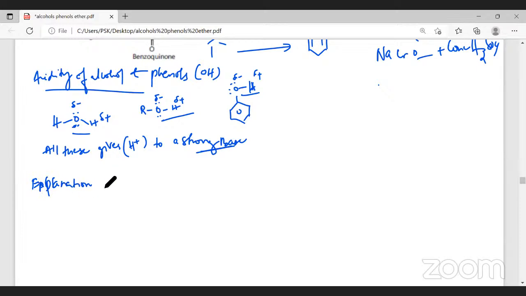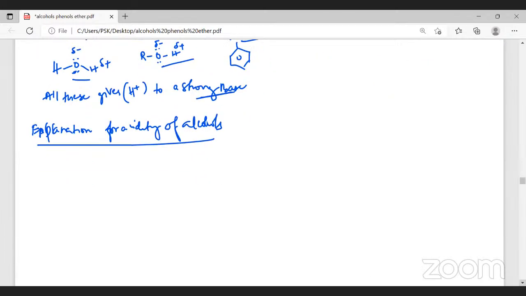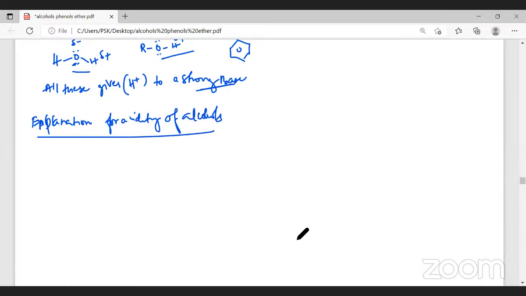Explanation for acidity of alcohol. Now, you should remember, there are 2-3 points which we are going to learn later. Now, if alcohol is dissolved in water, ROH is the representation of alcohol. If this alcohol is dissolved in water, it dissociates to form RO minus and gives you H3O plus.